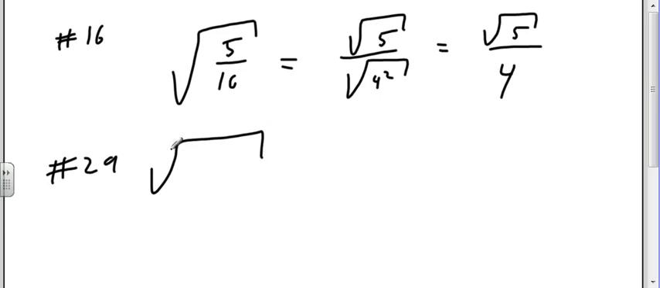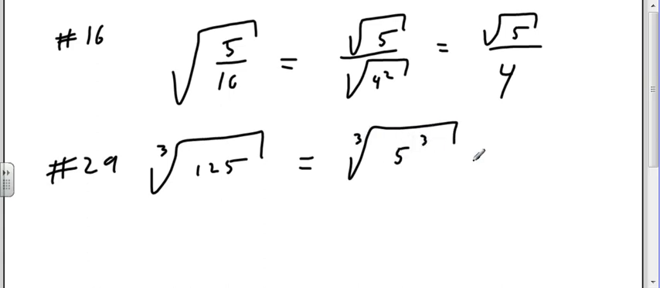I have the cube root of 125. I recognize 125 as 5 cubed, and I write down my answer as 5. Moving down to number 38.